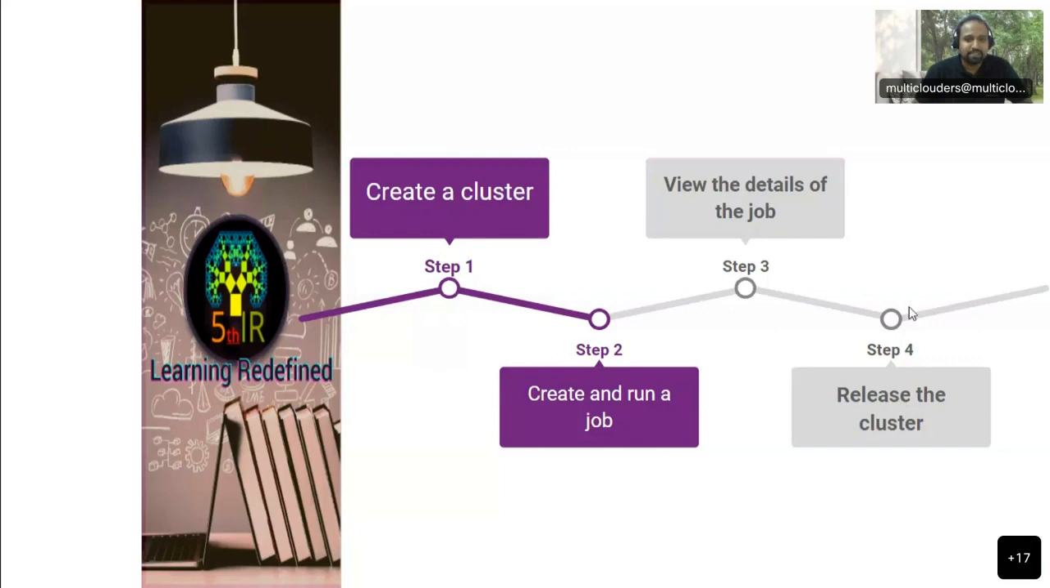Okay, so after creating a cluster, you have to create a job, that is, you have to run a job. Then view the job details. You have to view the jobs which you have run in the cluster. And finally, if the whole process is completed, you have to release the cluster so that your resource utilization will be high. So we can release the resource once we have completed our task or job. Okay, that's a short summary of the steps of how to use Elastic MapReduce.